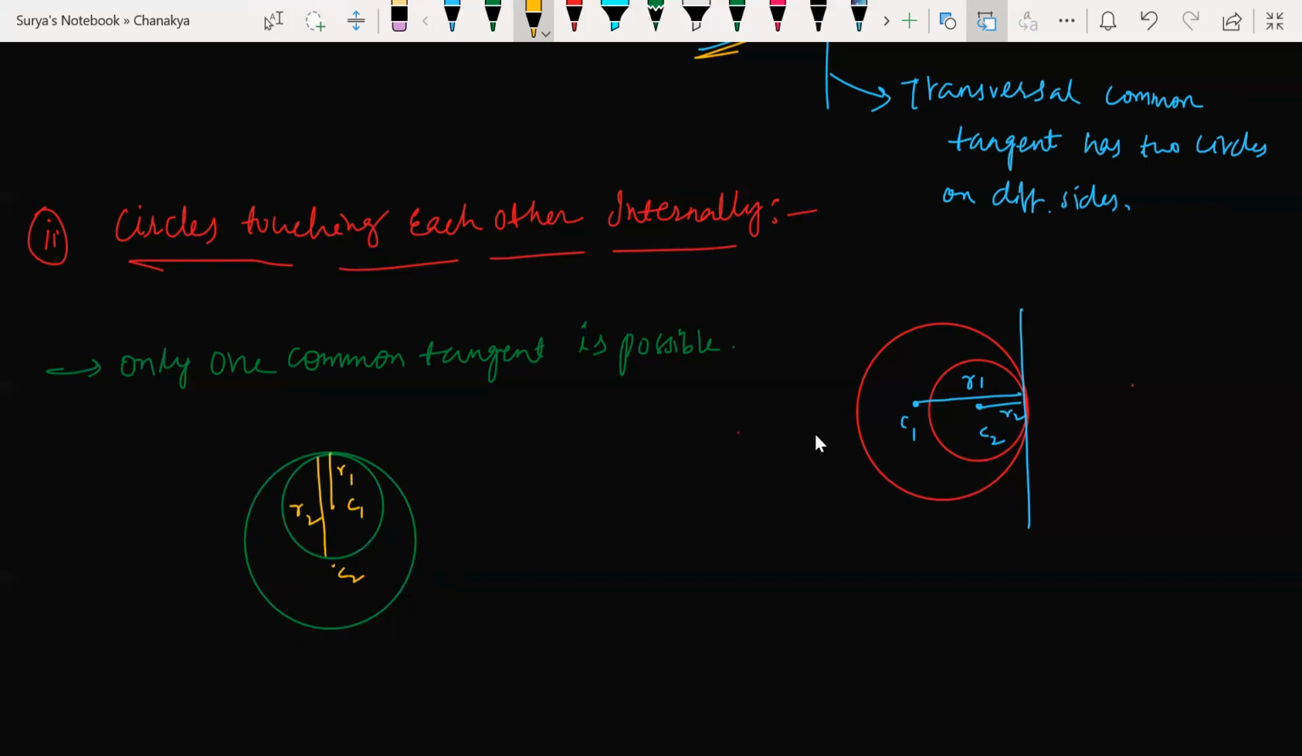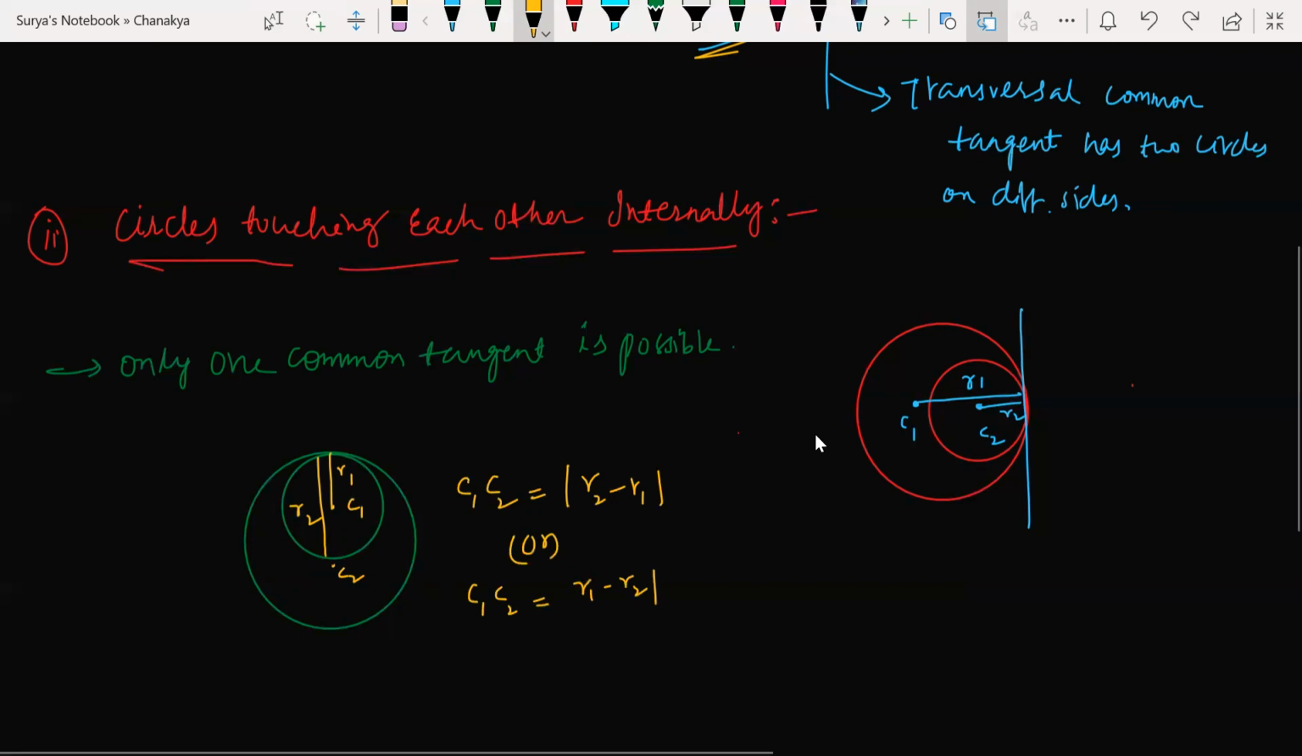Imagine. Can I write the condition as C1C2 is equal to modulus of R2 minus R1? Or you can write it like this: C1C2 is equal to R1 minus R2. What exactly does modulus give you here? Modulus makes minus as plus. It makes plus as plus only, minus as plus only. So whatever number you write inside the modulus, it will always be plus only.